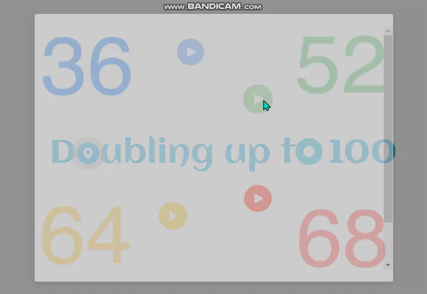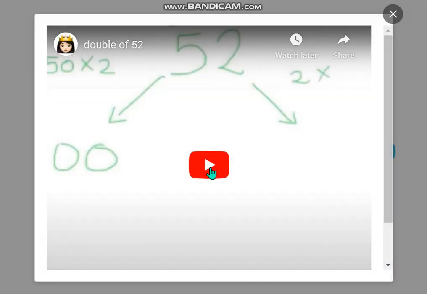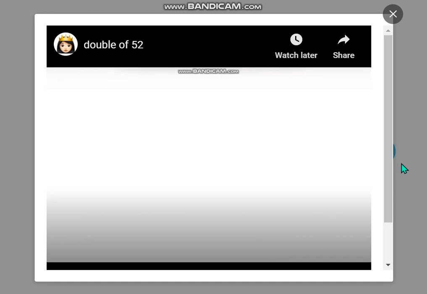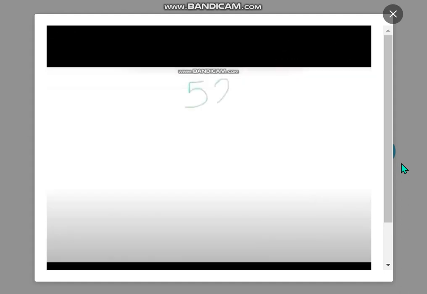Alright, let's find out. Now we are going to find out if the double of 52 is more or less than 100. Okay, so first step, again, we are going to partition. That would be 50 plus 2 on top. Okay, second step, we are going to multiply by 2. Multiply our tens place by 2, which is 50 times 2, or double 50, is equal to 100.